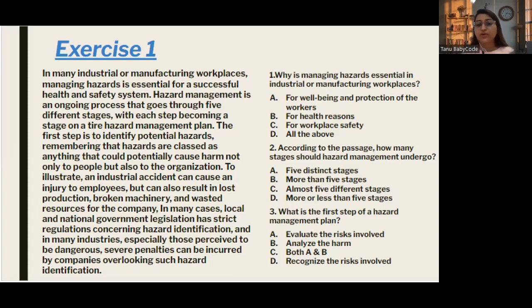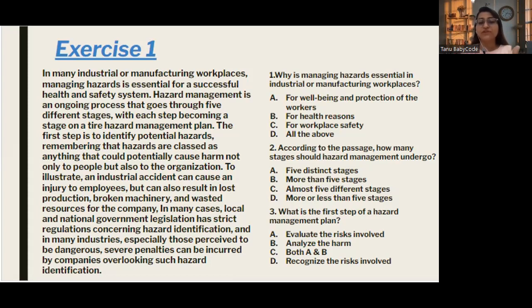Second question says, according to the passage, how many stages should hazard management undergo? So they are talking about stages here. How many stages are they asking you? Third question says, what is the first step of a hazard management plan? So here they are asking you the first step of the plan. Read all the options, the possible options, and then you can start reading your paragraph. I'm also going to read the passage. Please read along with me as well. And then I'll be helping you in finding the answer.